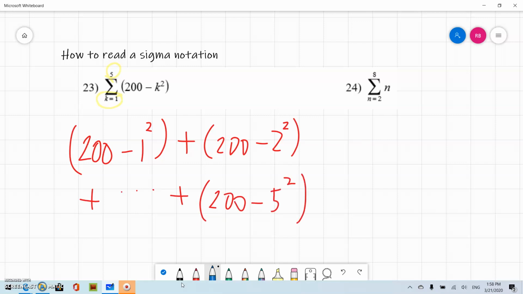And it doesn't have to all start with 1. For this case, it starts with 2 and it goes all the way to 8. Okay? So if you understand that sigma notation and know how to read it, basically it's plugging in, you'll be fine for now. And we'll explore more into arithmetic and geometric sequence tomorrow.